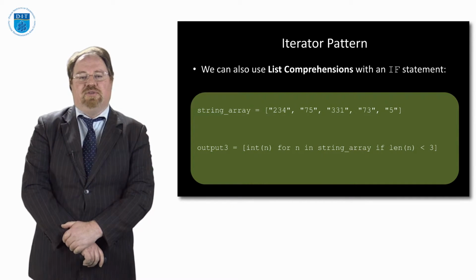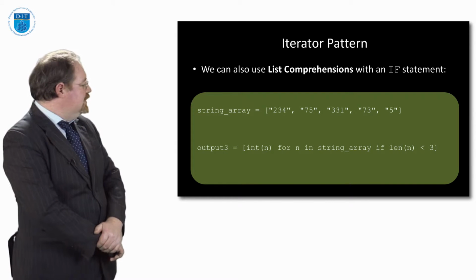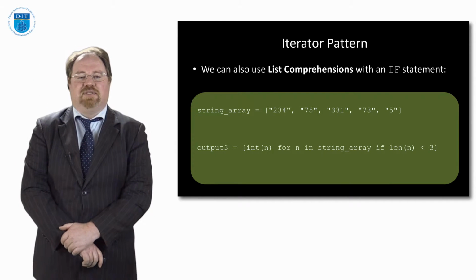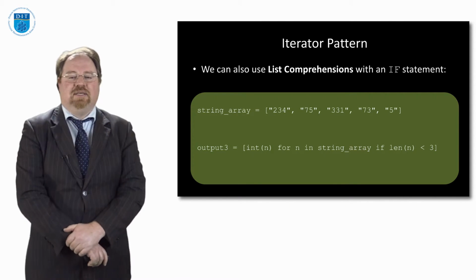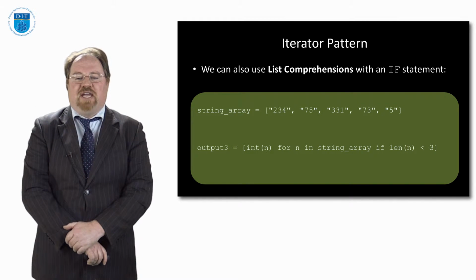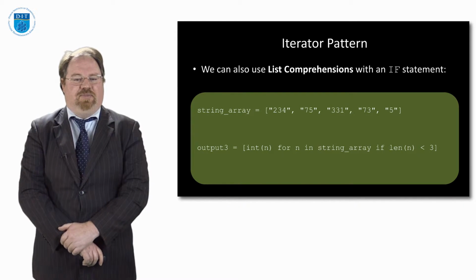We can also include an if statement at the end of the comprehension. So in this case, what we've said is, again, we're converting all the elements into integers, for each value in the list. But in this case, we're checking if the length of the string is less than 3.